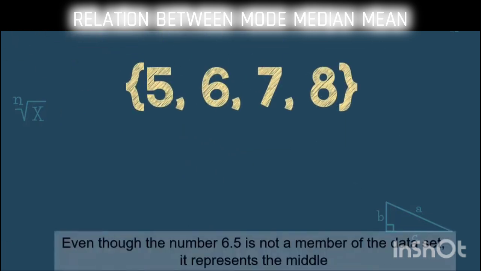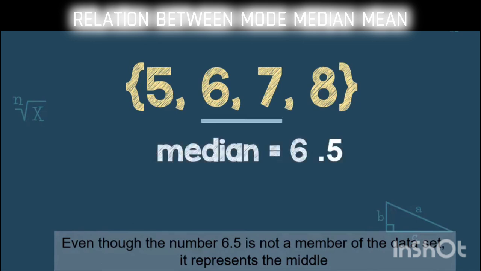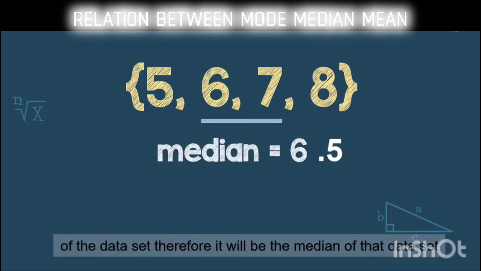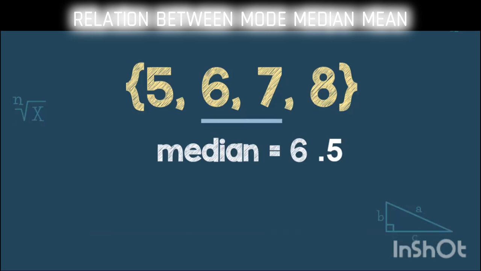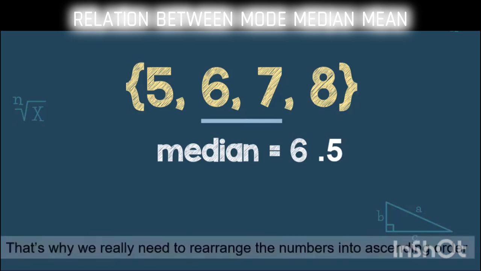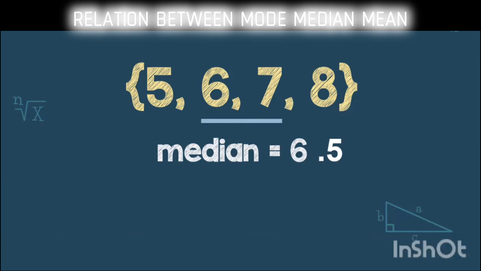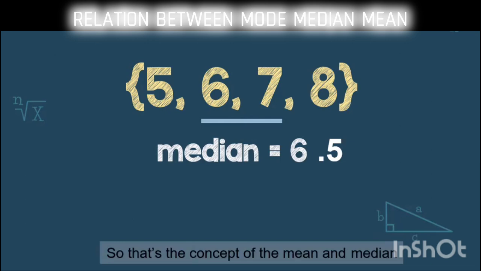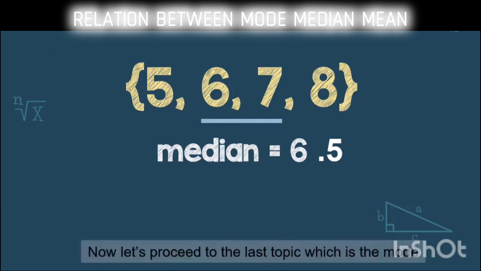Even though the number 6.5 is not a number in the dataset, it still represents the middle of the data set. Therefore, it will be the median of that data set. That's why we really need to rearrange the numbers into ascending order. So that's the concept of the mean and median. Now, let's proceed to the last topic, which is the mode.